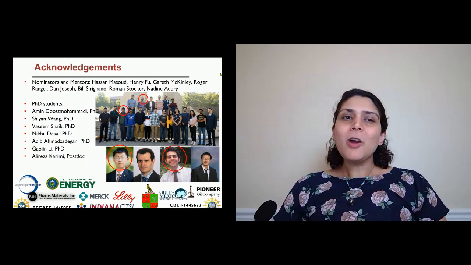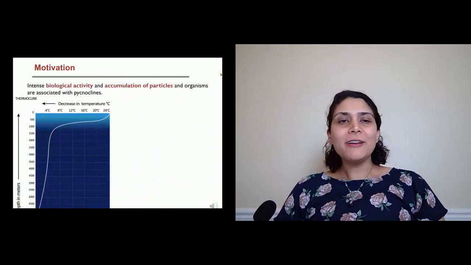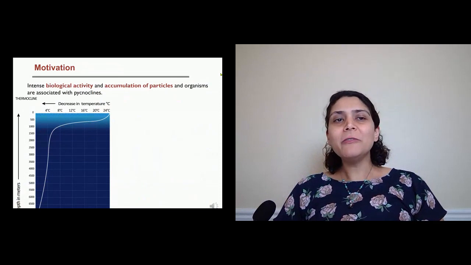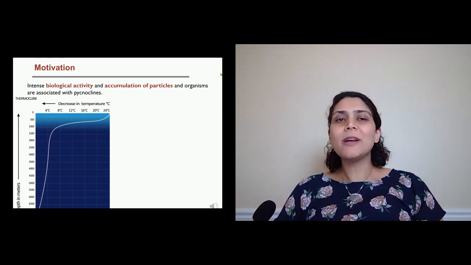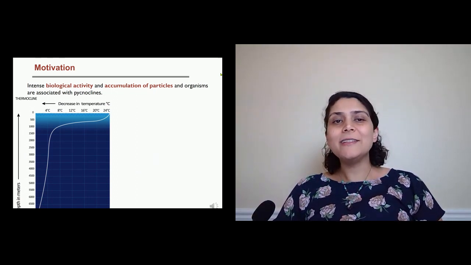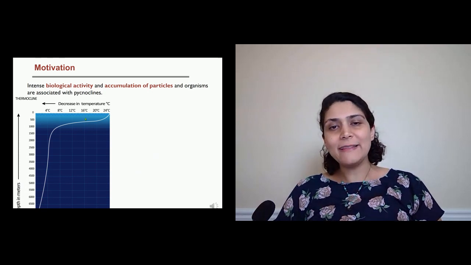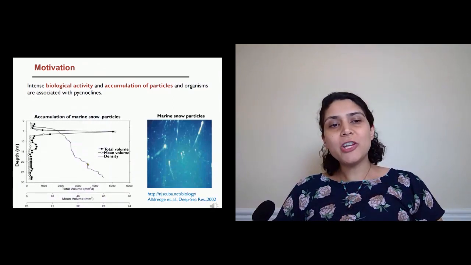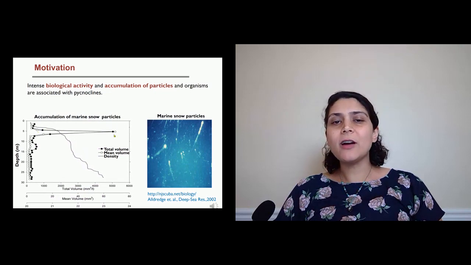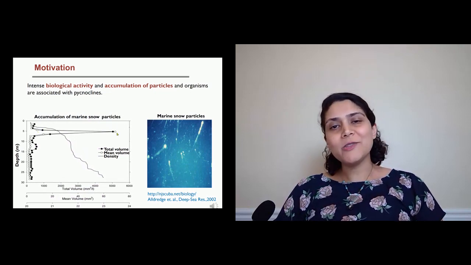The reason we work on motion of particles, drops, or organisms in density stratified fluid is that it has been shown that intense biological activity and accumulation of particles and organisms are associated with pycnoclines. These pycnoclines are regions where we have a sharp change in density, either because of variation in temperature or salinity. For example, these measurements in the Pacific Ocean show a sharp change in density, and exactly where we have this change in density, we see a sharp increase in concentration and mean volume of marine snow particles.